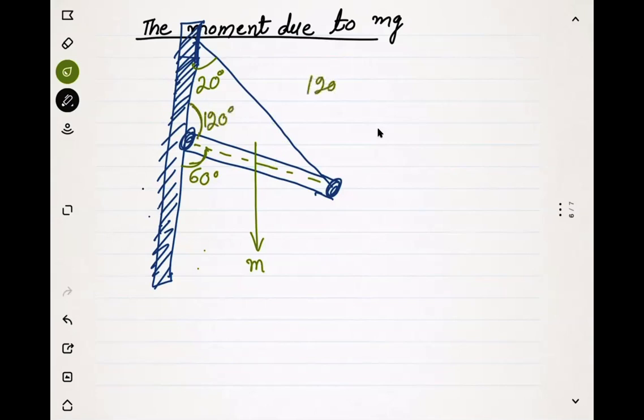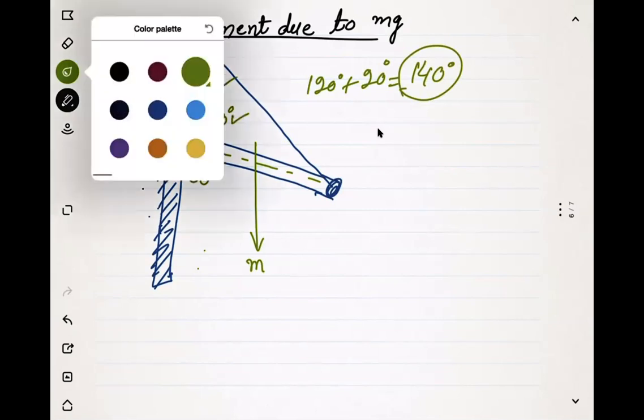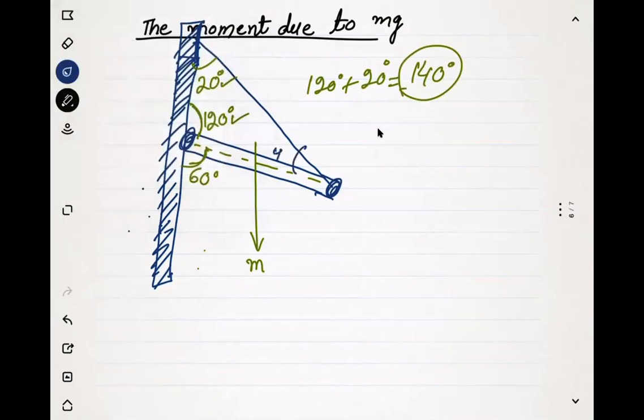Then 120 plus 20 becomes 140. So if these two angles make a sum of 140, the third angle is 40 degrees. The reason being, the sum of angles of a triangle is 180. Now the tension is T. Now you see here, there are two forces. Weight is vertically downwards and the tension is acting at 40 degrees to the rod.